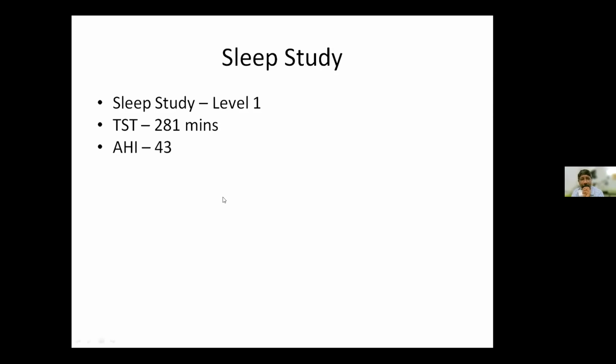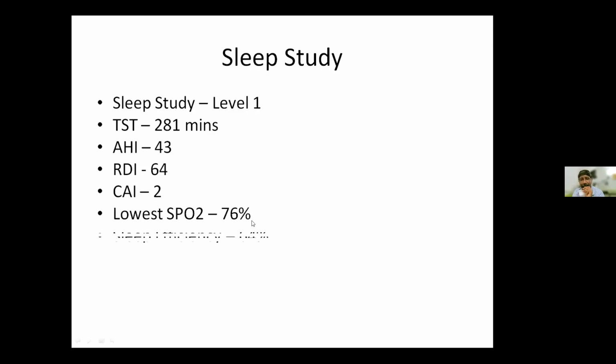And AHI is around 43 with RDI is 64, that means a lot of arousal index. And central apnea is not much, it is just 2. And the lowest saturation was around 76% LSAT. And the sleep efficiency is really poor at 64%. And the sleep latency is 46 minutes.